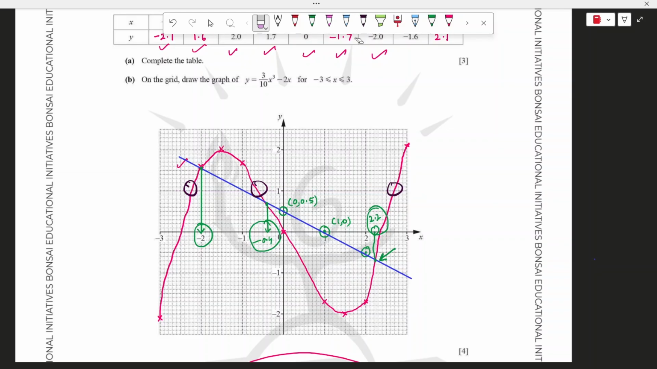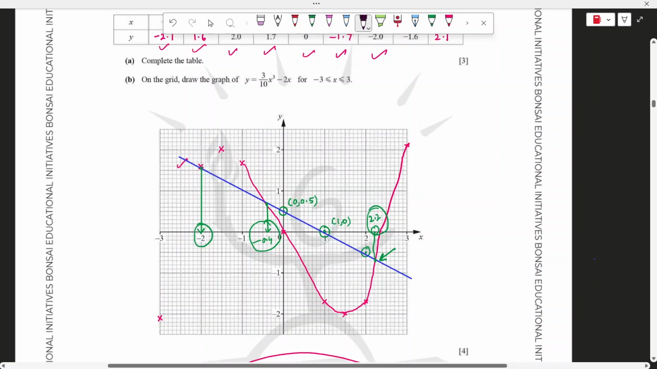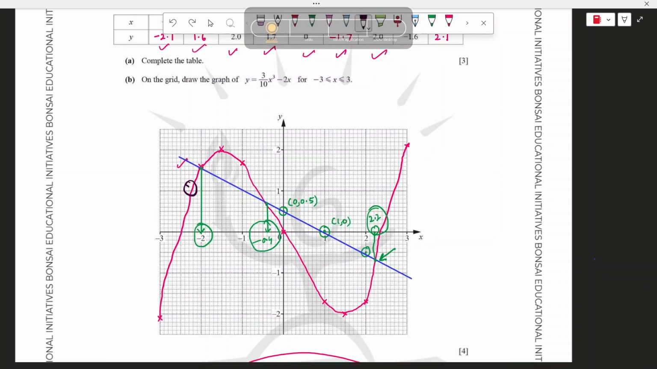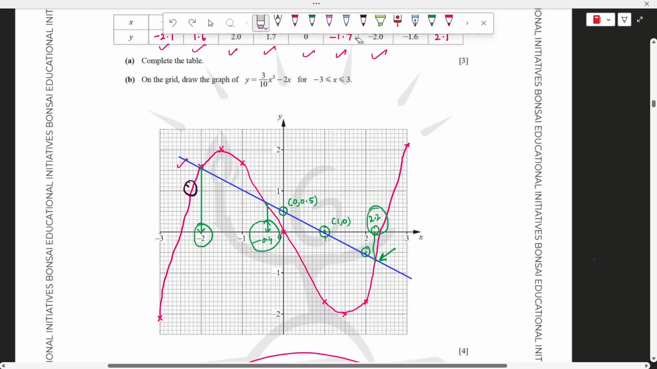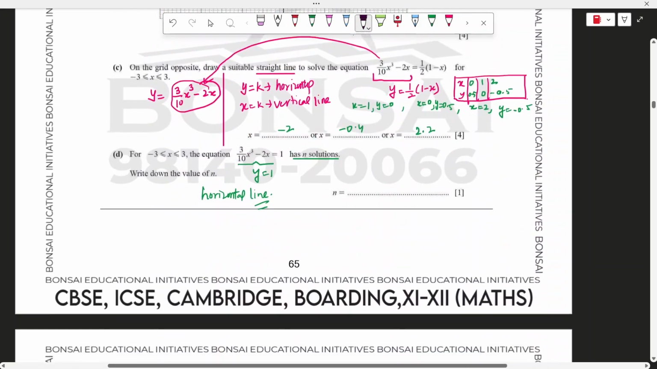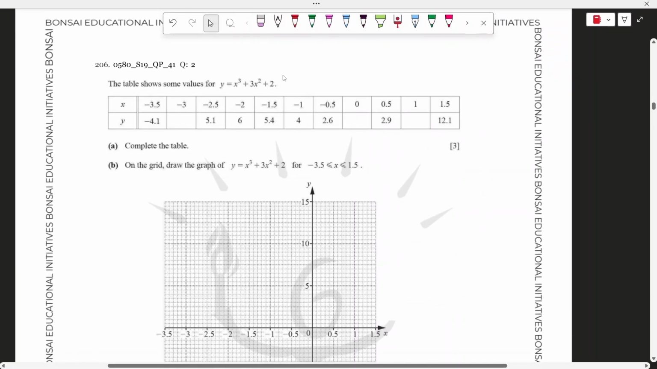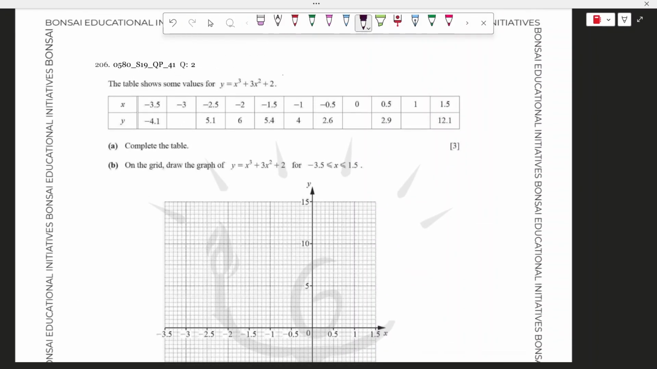So we do not need to draw this, okay? I'm just giving you an idea how to look at it. So the graph is being cut at, if I draw a function here, then it is going to cut at 3 points. So hence it is going to have 3 solutions. So that is the problem number 2. Let us move to the next problem. Okay, that is something big, but it is a cubic graph. Let us see what we need to do.